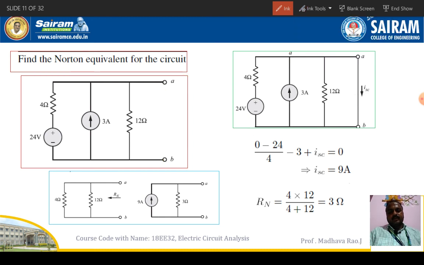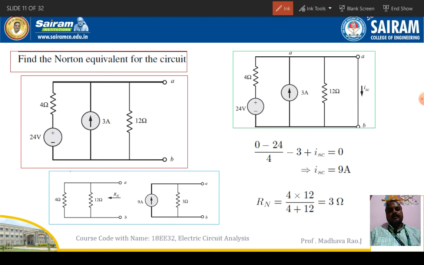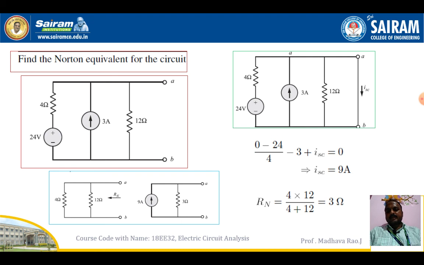Similarly, we have to find out the RN, the equivalent resistance. So we have to deactivate the sources. The current source we deactivate as an open circuit, and the voltage source we deactivate as a short circuit. The 4 ohm and 12 ohm will be parallel, so RN will be 3 ohm. Then the current source is parallel to the equivalent resistance of 3 ohm. So this is how we have to do the Norton's theorem problems.